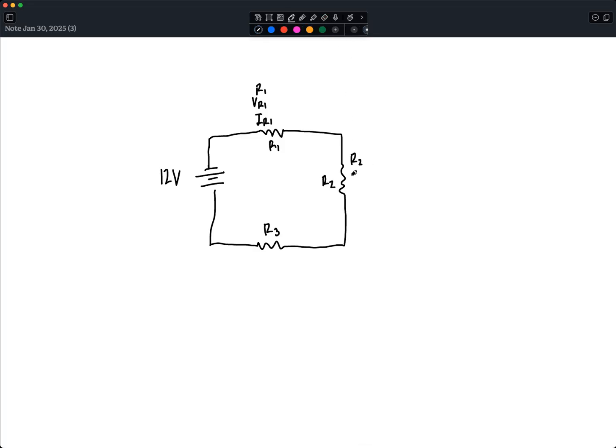I am going to give you all the resistances in a little bit. So VR2, IR2. Man, I cannot spell today. R3, VR3, IR3. Make those all equal signs.